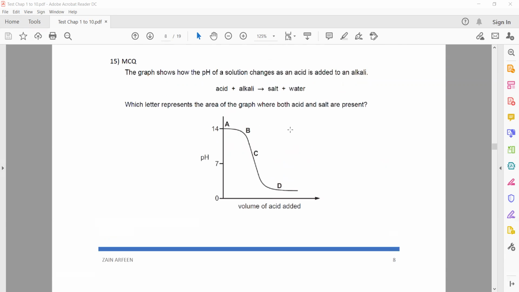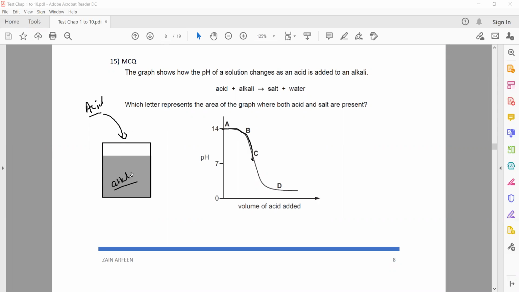Yeah, what is the meaning? It has both acid and salt. It means, look, you have a container which is filled with alkali. They mentioned in the beginning it is filled with alkali. And now what you're doing, you're adding acid. So the moment you're adding acid, what happened? The amount of alkali is decreasing. So pH is decreasing. Once pH is 7, it means all of the acid reacted with the alkali.